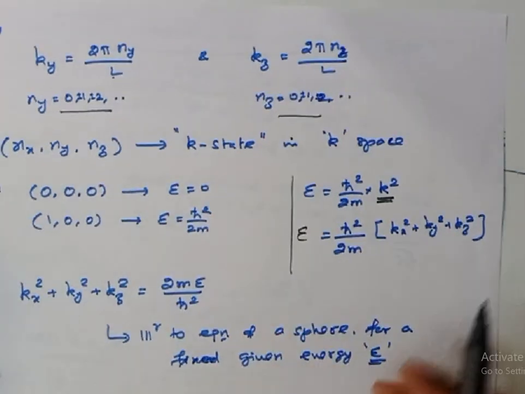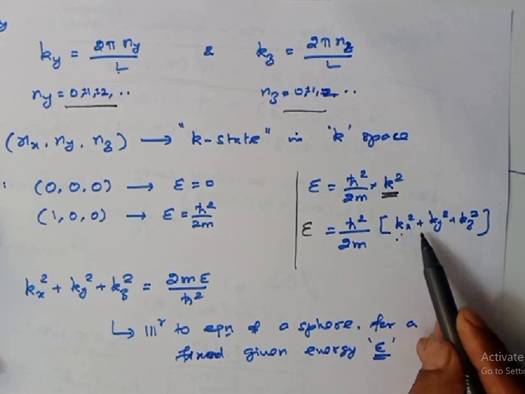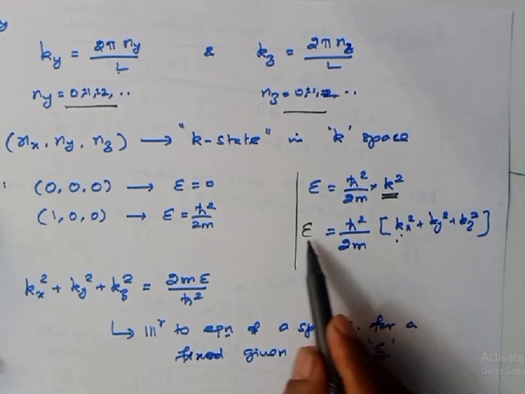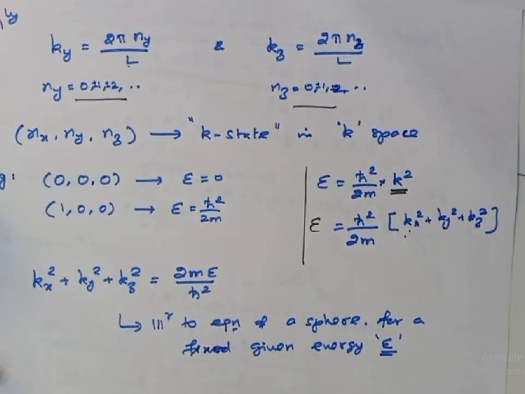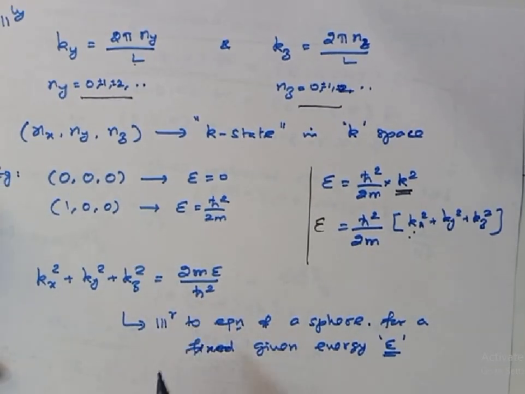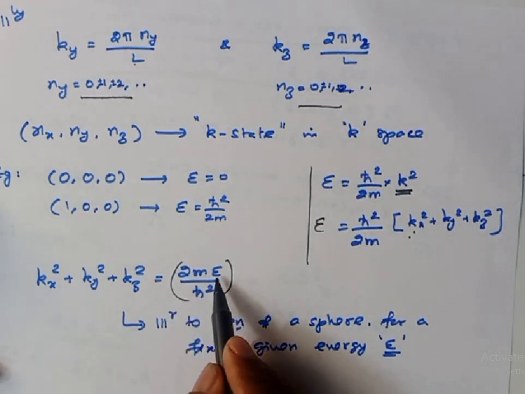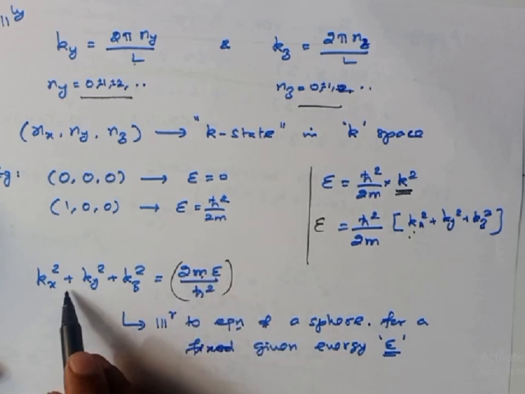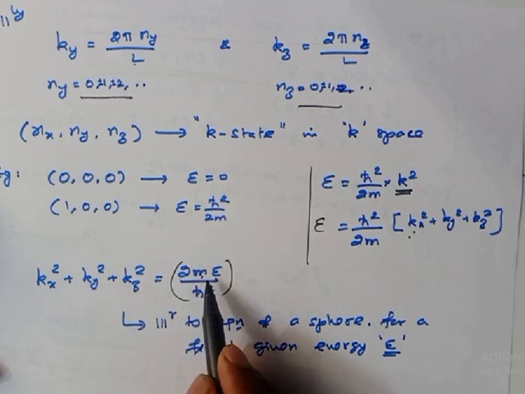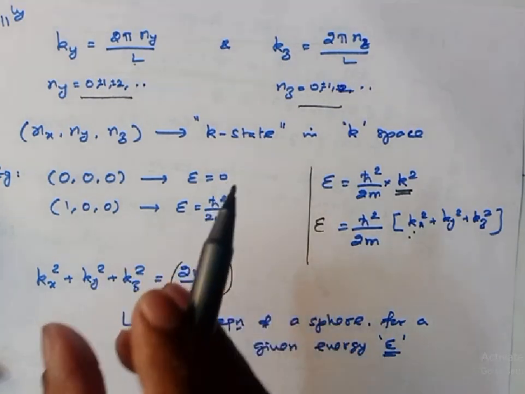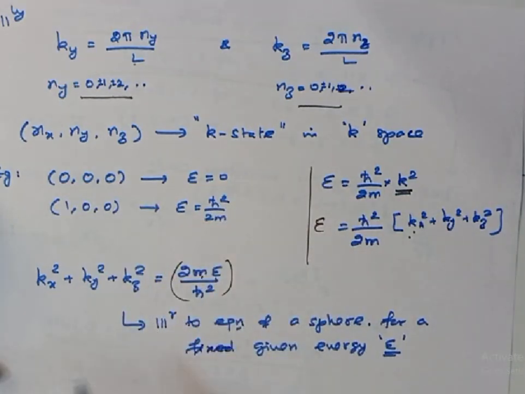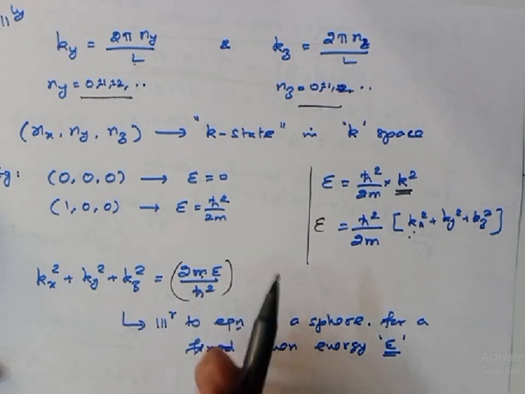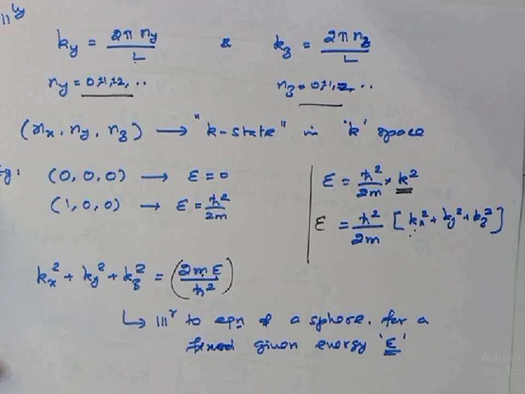Clear? Then if I rearrange this expression, kx square plus ky square plus kz square, bring this 2m and h bar square to this side, you will get this. This is an equation of a sphere. Because for a given energy, this has become constant. 2m is the mass of the electron, h bar square, everything is constant. So kx square plus ky square plus kz square is a constant, and that is nothing but the equation of a sphere. So for a given energy E, this equation appears like the equation of a sphere.